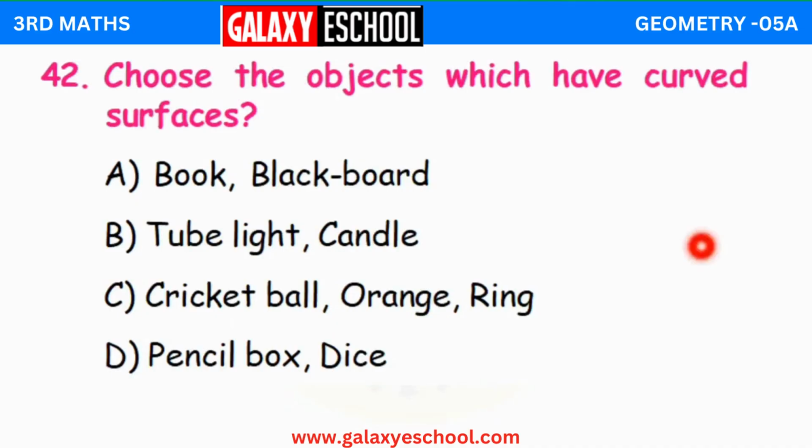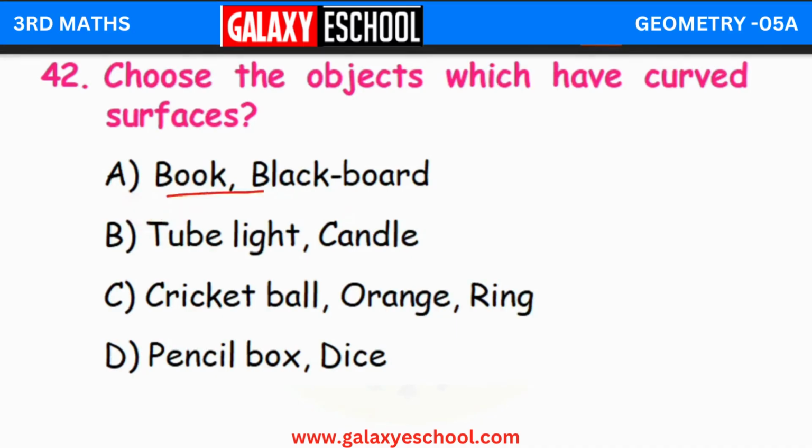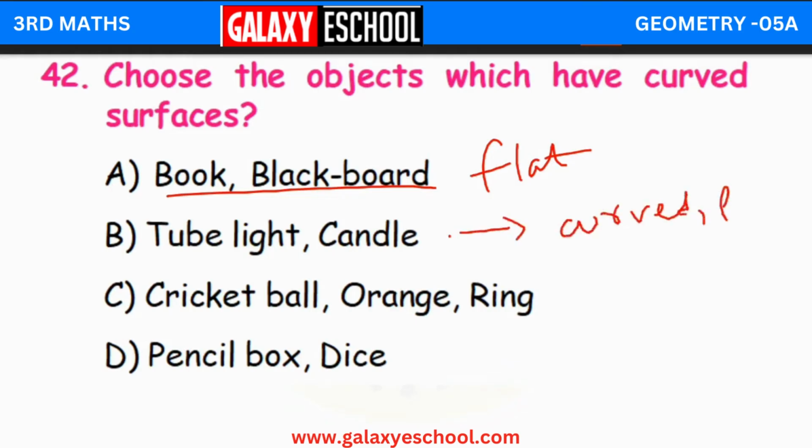Now question 42. Choose the objects which have curved surfaces. Option A, book and blackboard. Do book and blackboard have curved faces, children? No, they have flat surfaces. Next, option B, tube light and candle. Tube light and candle have both curved surfaces as well as flat surfaces. They both are in the shape of a cylinder. Yes or no? So they have both curved and flat surfaces.